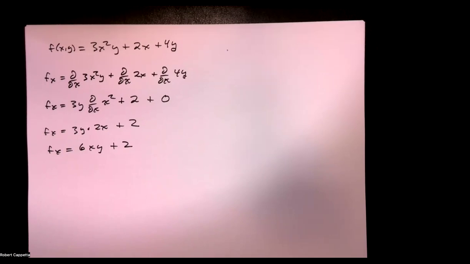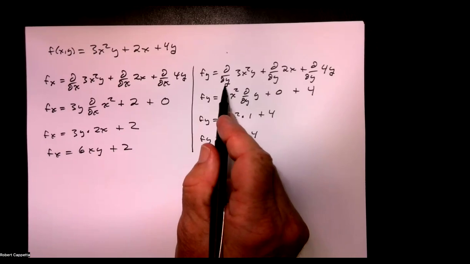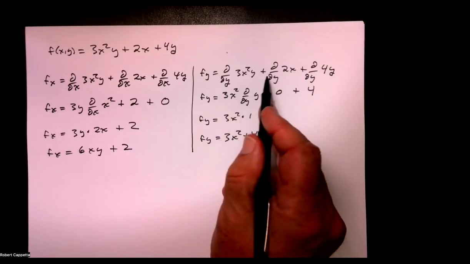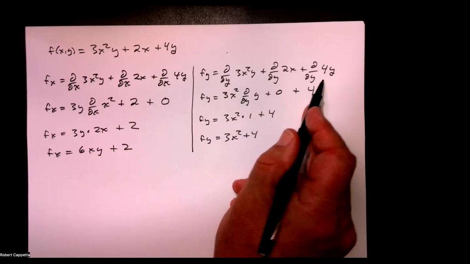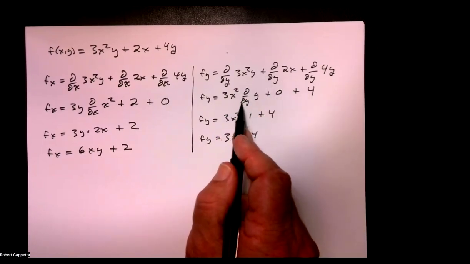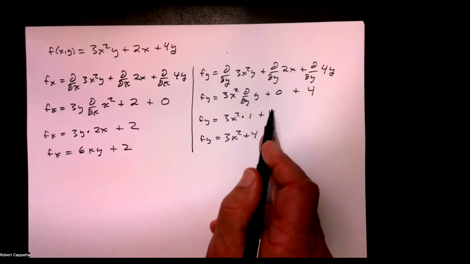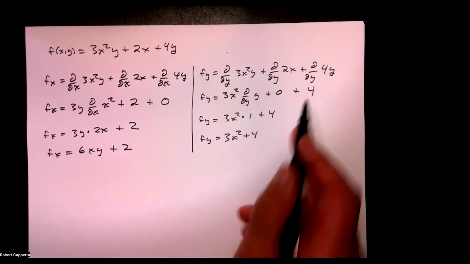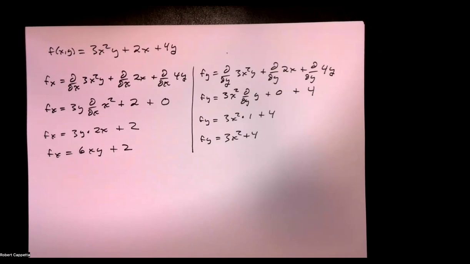Now let's find f sub y. Partial with respect to y of the first piece plus partial with respect to y of the second piece plus partial with respect to y of the third piece. 3x squared is thought of as a constant times the partial with respect to y of y. Partial with respect to y of 2x is 0 because 2x is perceived as a constant. Partial of 4y is 4. Partial of y is 1. Put all that together and we have f sub y is 3x squared plus 4.